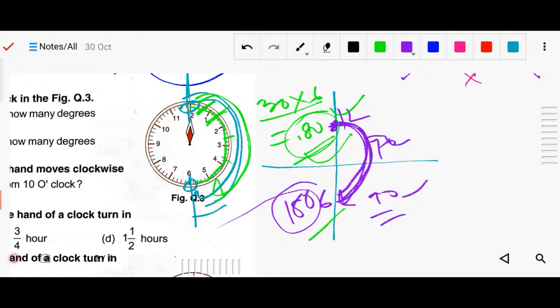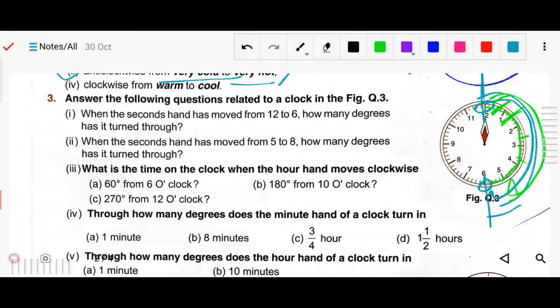Okay, now next question: the second hand moves from 5 to 8. So 5 to 8. Now how many gaps is it? 1, 2 and 3, and each gap is of 30. So now 3 into 30, so 90 degrees, because each gap is of 30 degrees. So 30 degrees into 3, so it will be 90 degrees. Okay, got it?